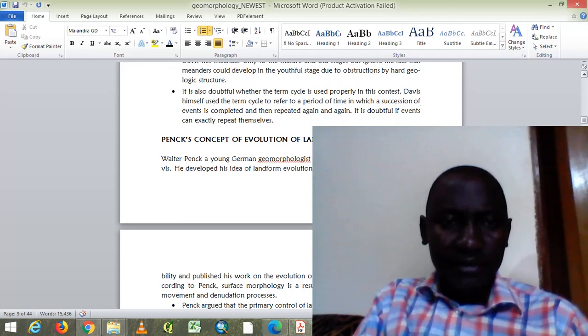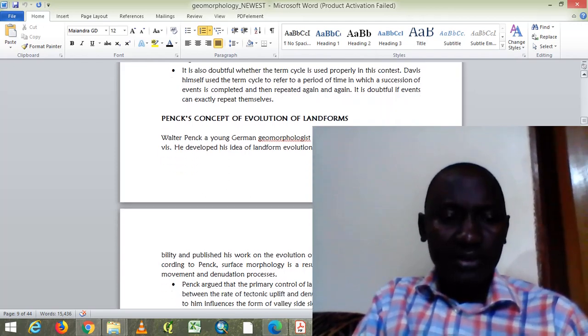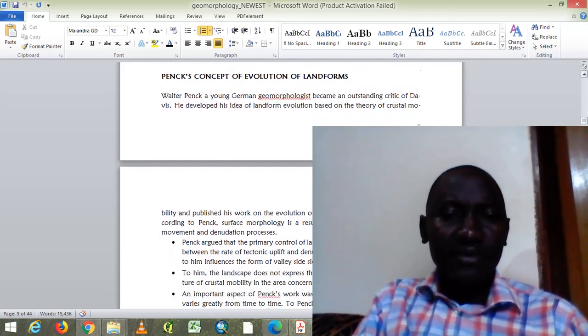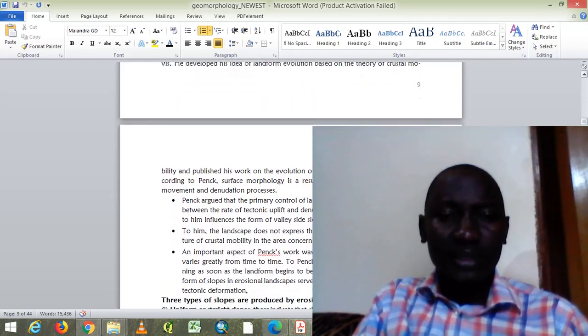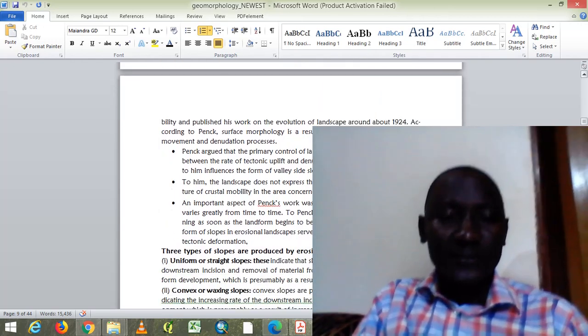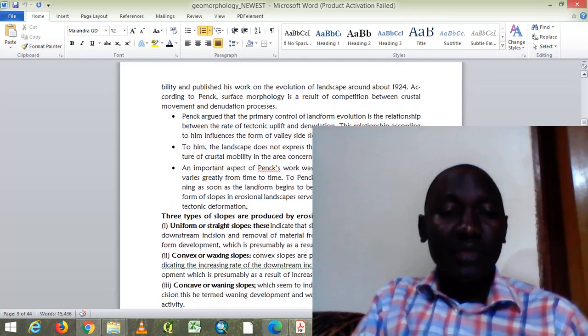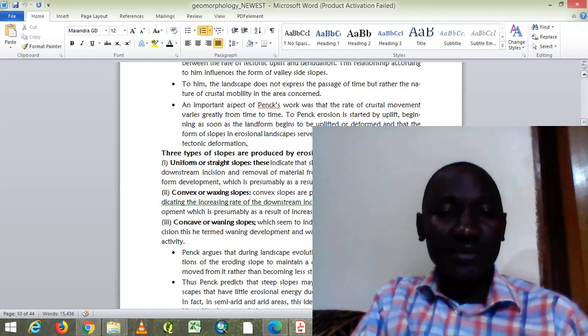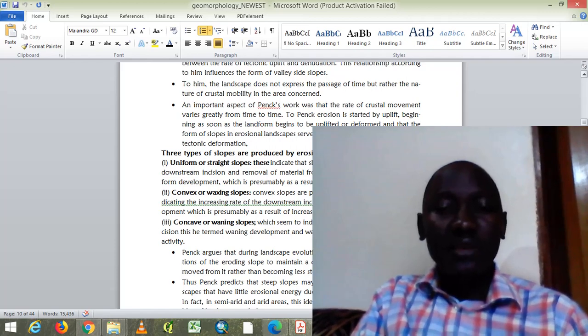There are criticisms of the cycle, which you can also read. Then we have Penck's concept of evolution of landforms. Walter Penck tried to modify what Davis had put together by looking at his weaknesses and trying to make sure that he accounts for those weaknesses. For example, Penck argued that the primary control of landform evolution is the relationship between the rate of tectonic uplift and erosion.